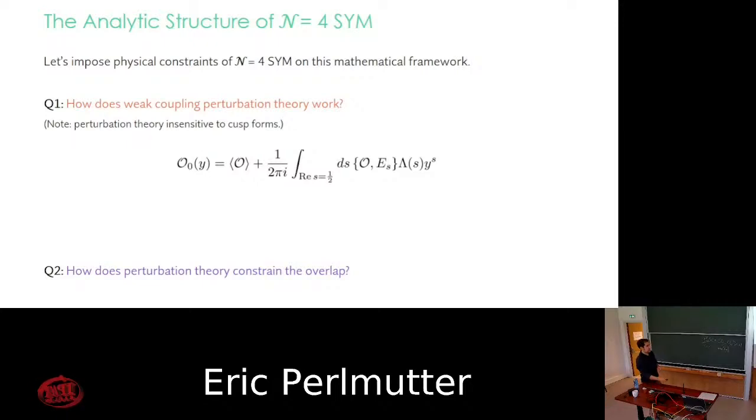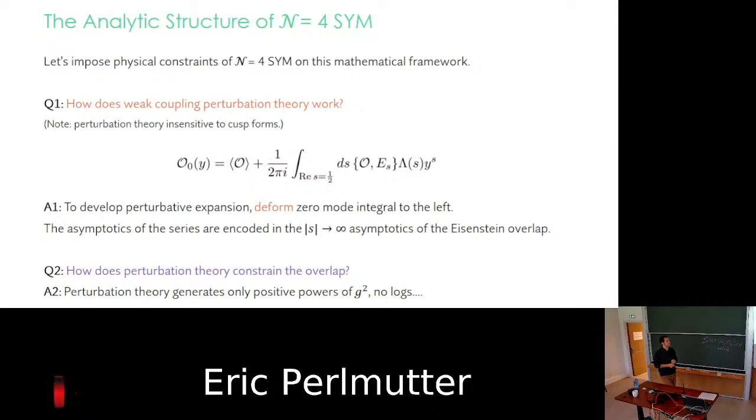So the zero mode is here. I've just rewritten it. So y to the s appears here. And perturbation theory is large y. So to develop the perturbative expansion, we need to deform this to the left and pick up some series of poles to the left of real s equals a half.